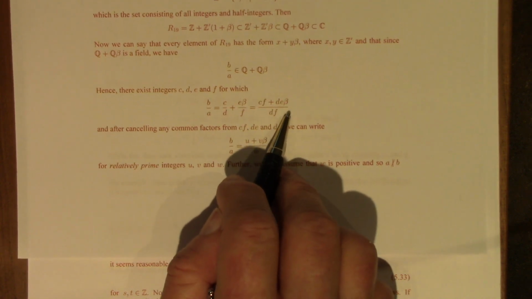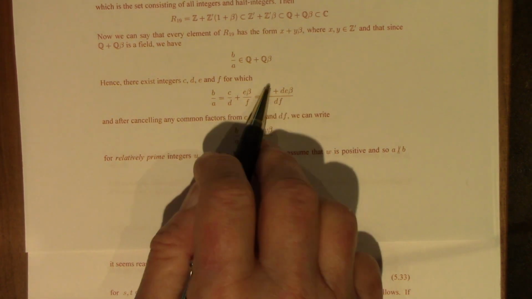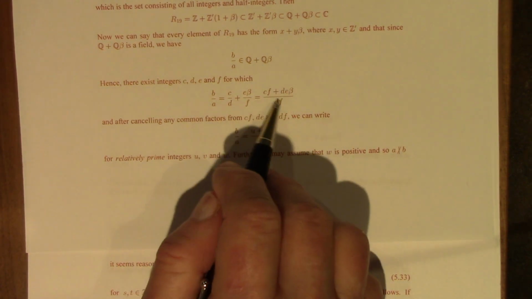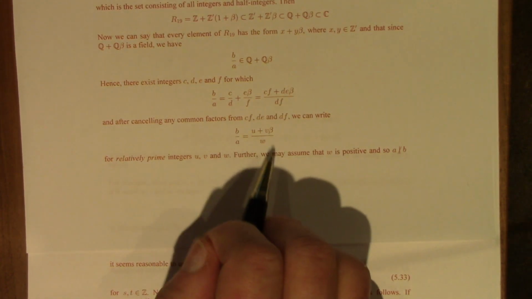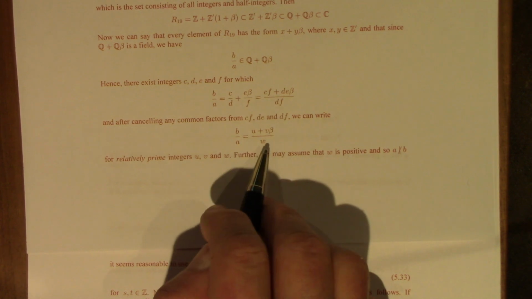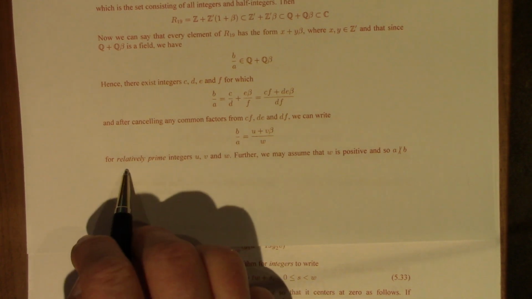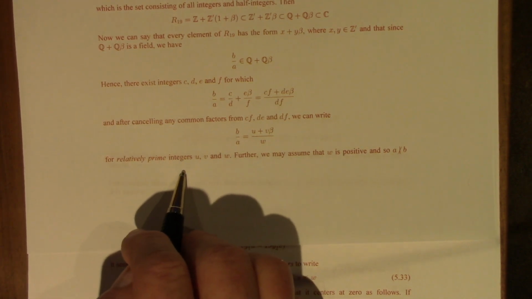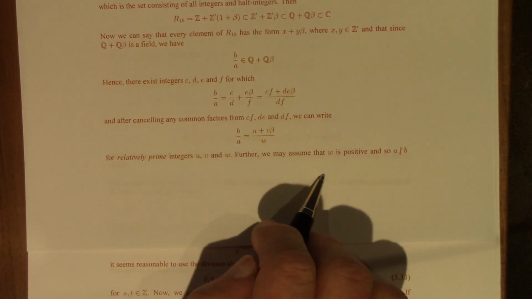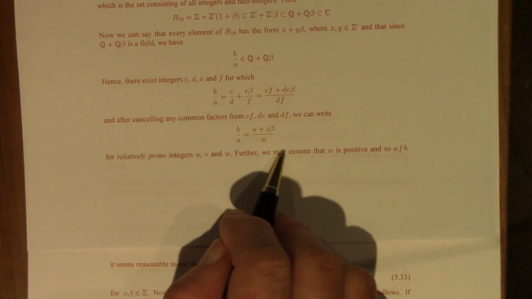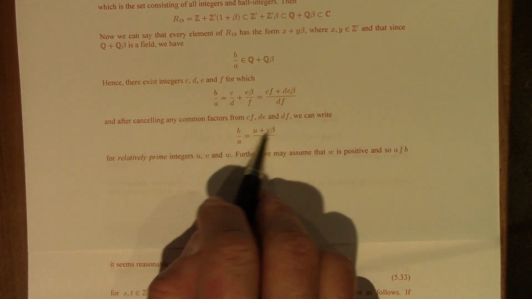Combine this under a common denominator, and after canceling any common factors among df, cf, and de, we get b over a has the form u plus v beta over w, where u, v, and w are relatively prime integers. And that's critical. We can further assume that w is positive, as we can move any negative signs to the top.